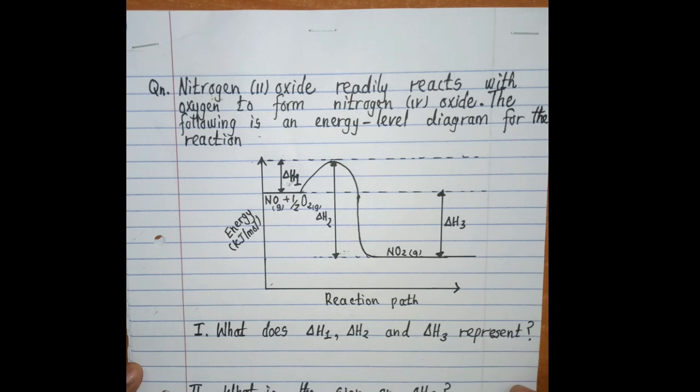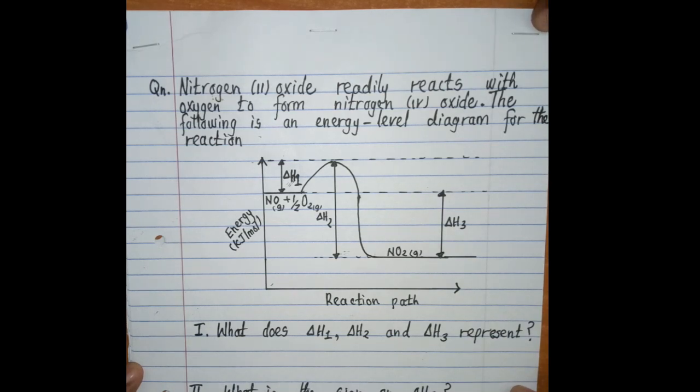This is Mr. Abdinasir. I will be taking you through a question on rates of a reaction. Rates of a reaction, as you know, is the speed at which a chemical reaction occurs per unit time. So here we have the question.